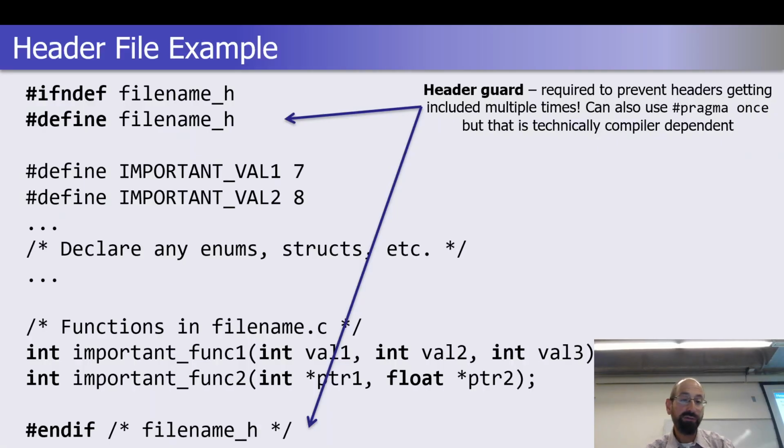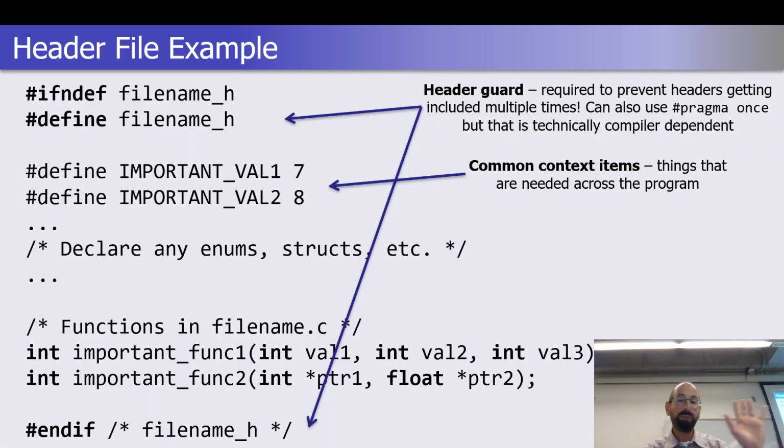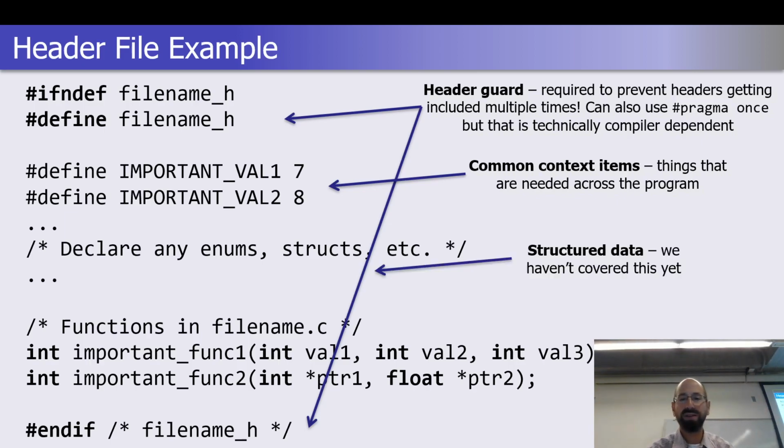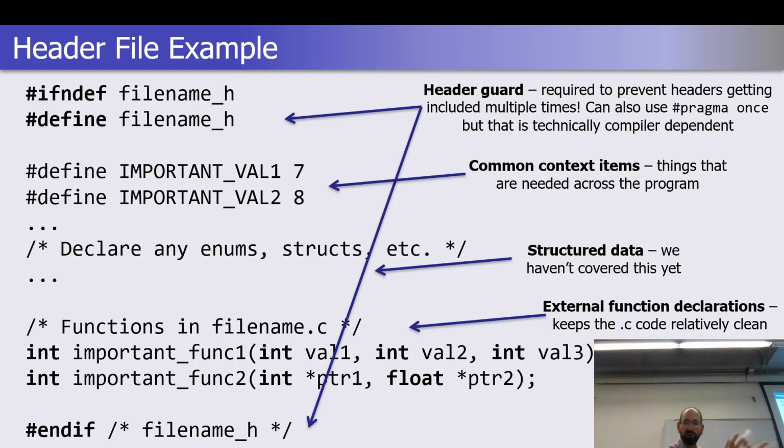But the rest of what's in that file is effectively just things that are potentially common context, like these pound defines, like we've been using for that purpose. All the various types we may want to use. We've played around with the enumerated types. We're going to start playing around with structs very soon here. It's a very natural place to define that, in your header files. And then your external function declarations.